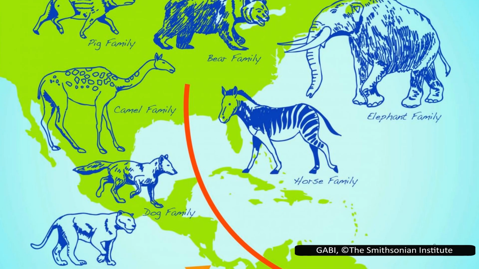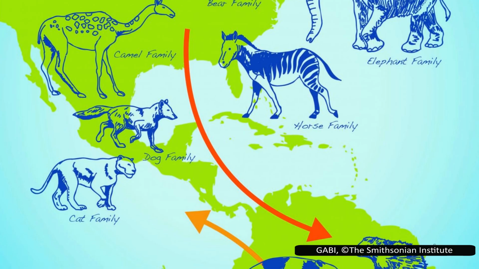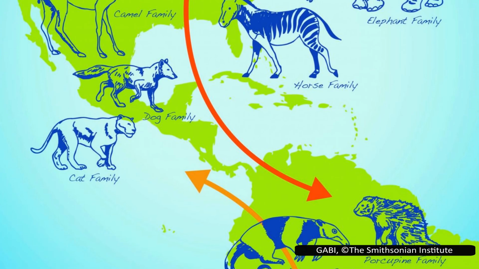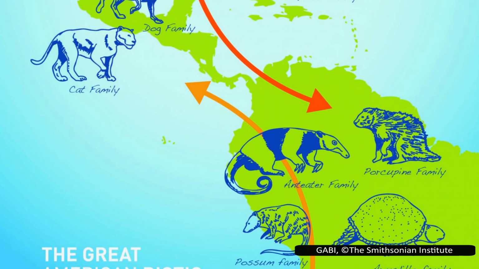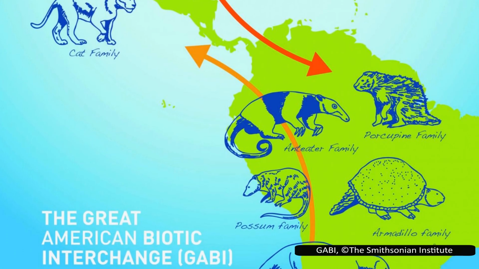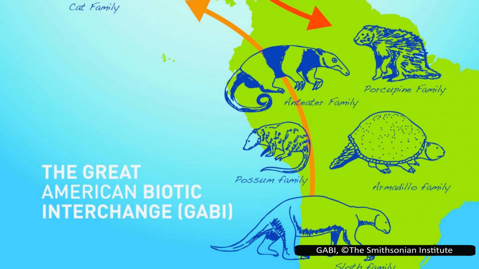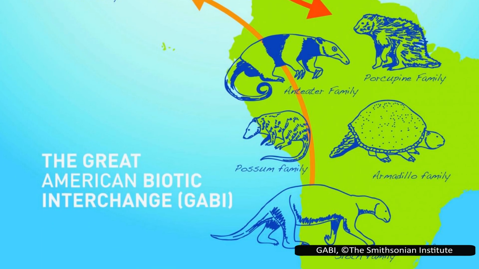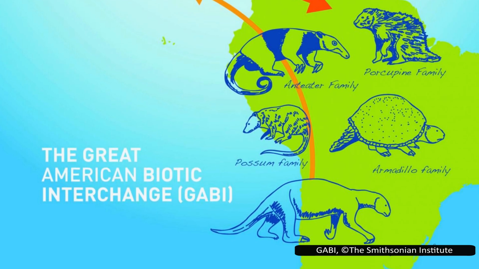North American species like felids, canids, and hoofed mammals headed south, while South American animals such as armadillos, porcupines, and opossums moved northward. But this exchange wasn't entirely balanced. Far more North American species became established in South America than the other way around. Possible reasons include competitive advantages, differences in habitat, or ecological momentum.